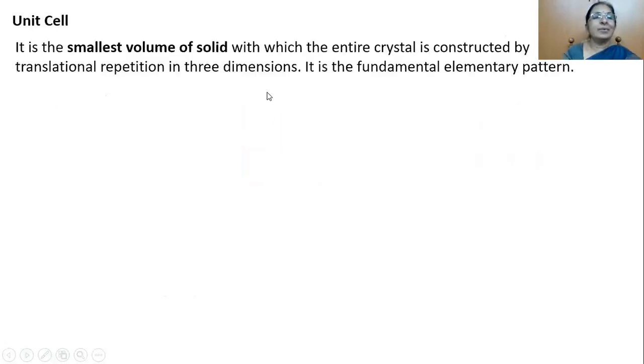Next, we will discuss the unit cell. What is a unit cell? It is the smallest volume of the solid with which the entire crystal is constructed by translational repetition in three dimensions. It is the fundamental elementary pattern of the crystal.